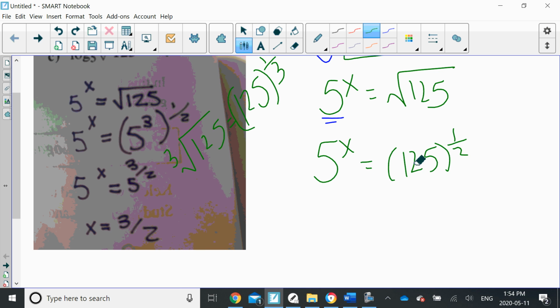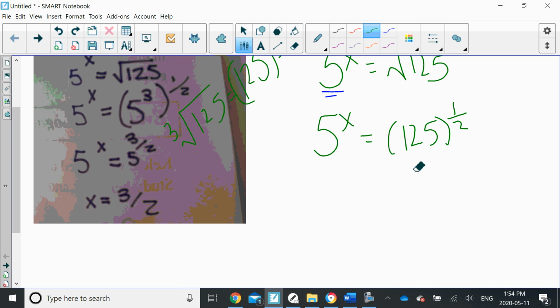And then in here, I would have said, okay, 5 to what power would give me 125? And that's 5 to the power of 3. So on the left-hand side, I'd keep it at 5 to the power of x. And on the right-hand side, let's take that out. 125 is the same thing as 5 to the power of 3. And then I have that 1/2. This would be a power to a power.